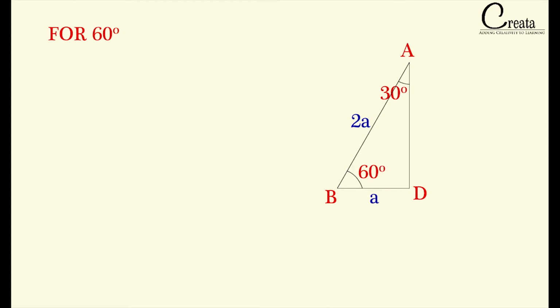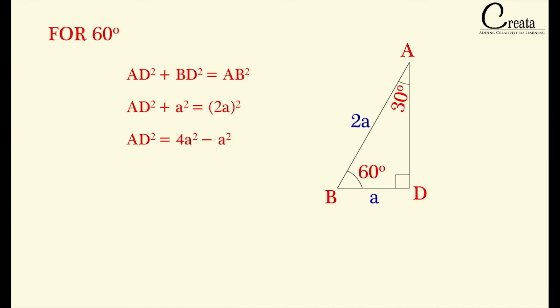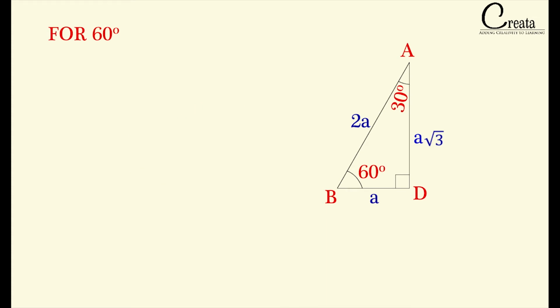We have added a new vertex D. For this triangle ABD, we know all the three angles. Angle A is 30°, angle B is 60° and angle D is 90°. And we know two sides as A and 2A. Now we will again use Pythagoras to find the third missing side. AD square plus BD square is equal to AB square. On doing the calculation, we get AD as A root 3. Now all the three angles and three sides of triangle ABD are complete.